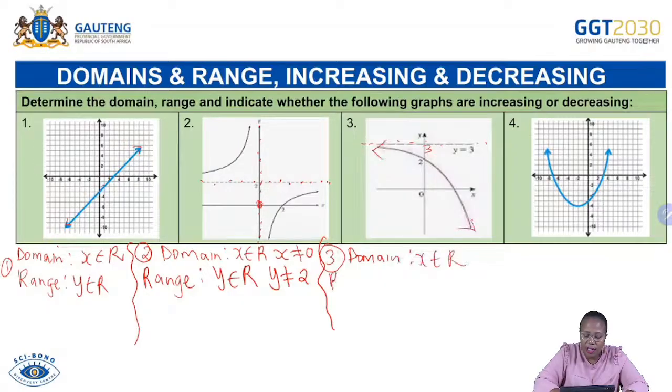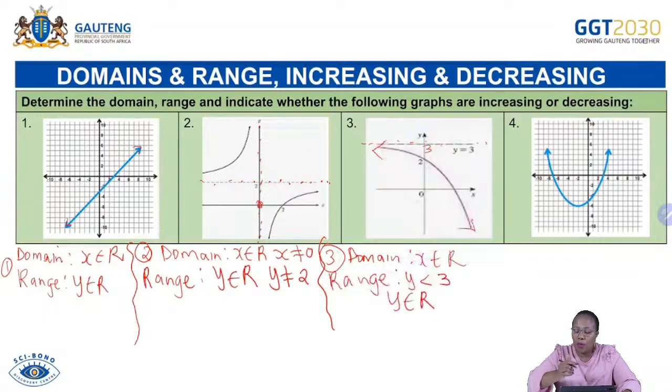And then now when looking at the range of this graph, this is ranging from positive 3, immediately after positive 3 downwards. That means now it will be y less than 3, below 3. Do not put an equal sign, because if you say equal, you are including the asymptote. It must be below, indicating that y is an element of real numbers that are below 3. This answer only is not acceptable, grade 12.